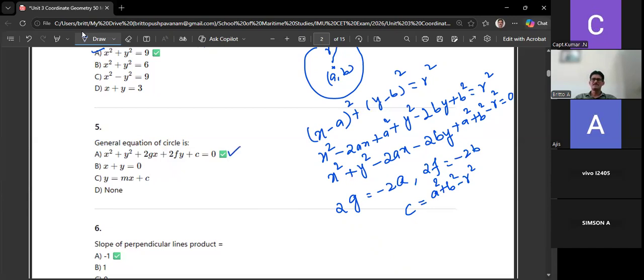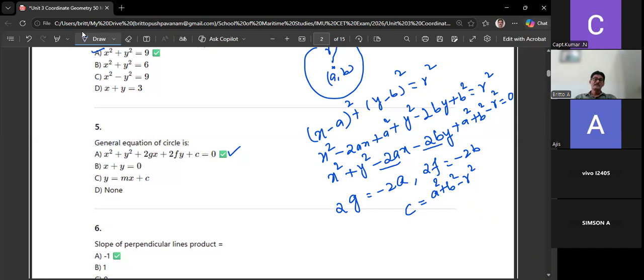So, which is called general equation of circle, which is x square plus y square plus 2gx plus 2fy plus c. Right. Since we are studying general equation of circle, you should know, okay, sometimes question may come.